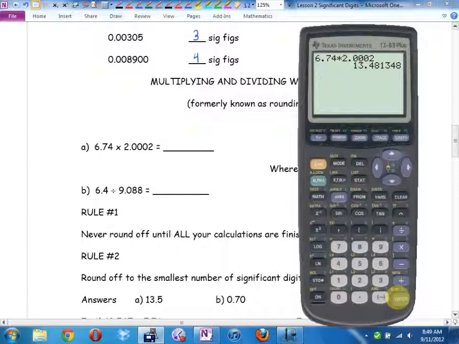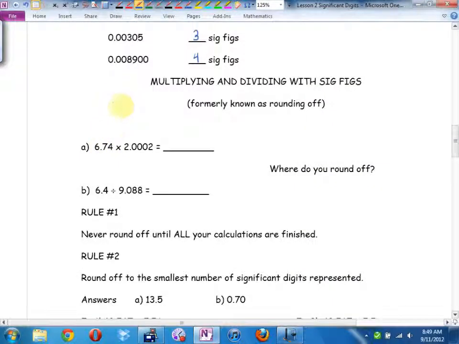First of all, do the math. How many sig figs does this first number have? Let's write a very small 3 right above it. How many sig figs does this second number have? 5. What's the smallest number of sig figs we have out of those 2? That's what we're going to go to. We're going to round off to 3 sig figs, not 3 decimal places, 3 sig figs.